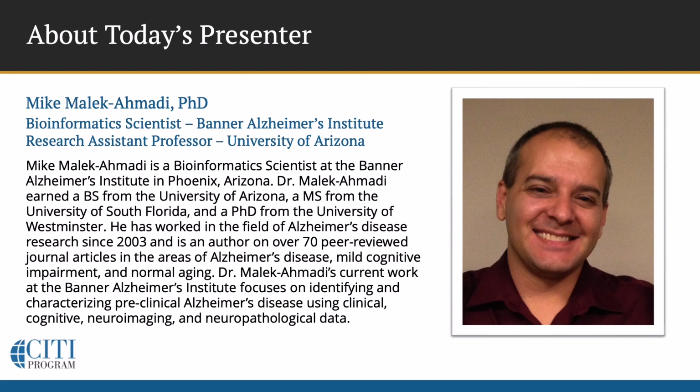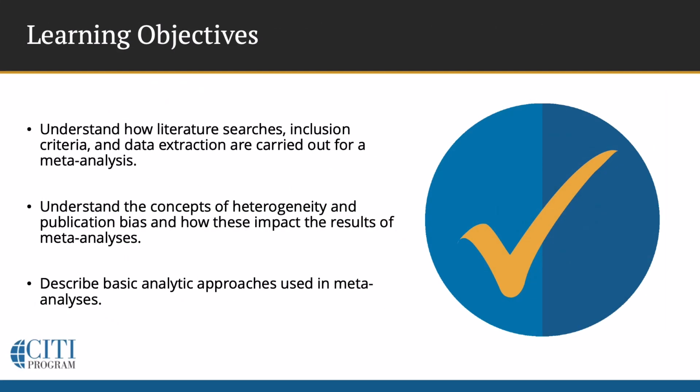and neuropathological data. So for this webinar, I want to go over some of the basics of meta-analysis. We'll go over how literature searches, inclusion criteria, and data extraction are carried out for meta-analysis. In addition, we'll go through the concepts of heterogeneity and publication bias and how these impact the results of meta-analyses. And then I'll go over some basic analytic approaches that are used in meta-analyses.